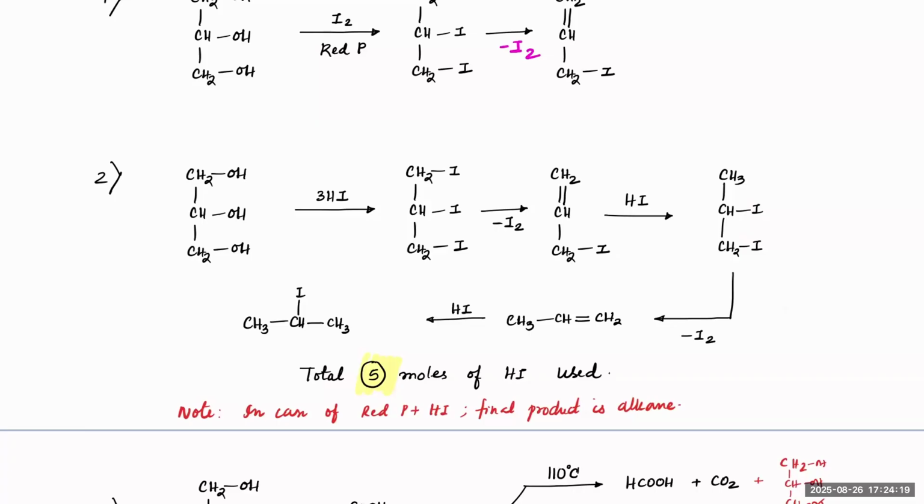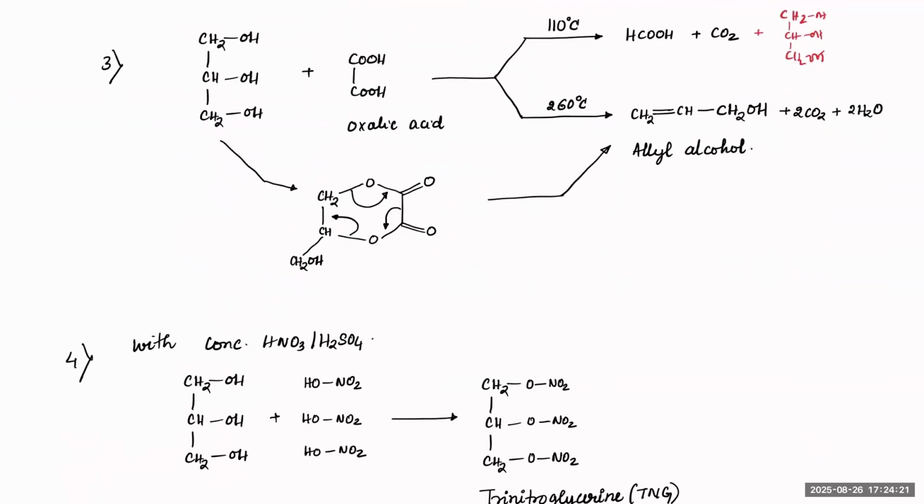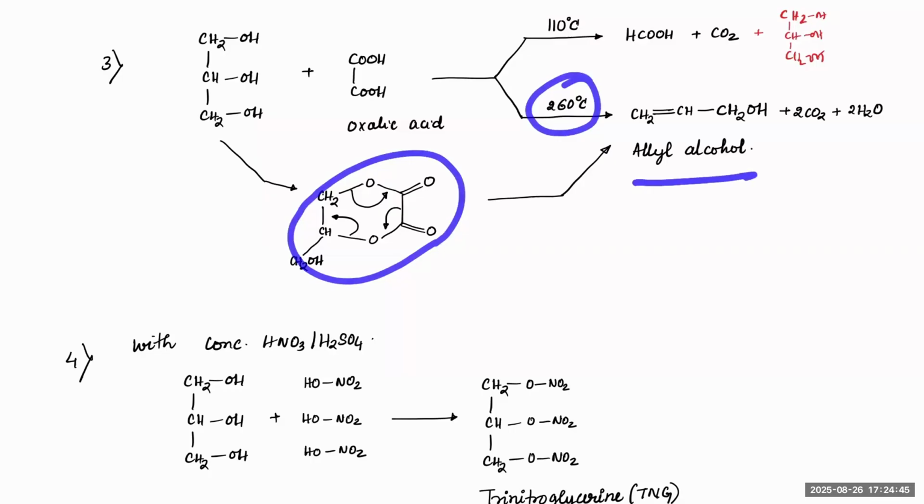Remember. Next, ester formation with oxalic acid. Oxalic acid will make an ester. Then on heating, I forgot, heat is there. 110 degrees or 260 degrees. If it is 110 degrees, you will get acids directly. Glycerol will be separated out, and this part will only get oxidized as acid and carbon dioxide. If it is at 260 degrees, then this entire part will get dehydrated. You'll get allyl alcohol and 2 moles of carbon dioxide.